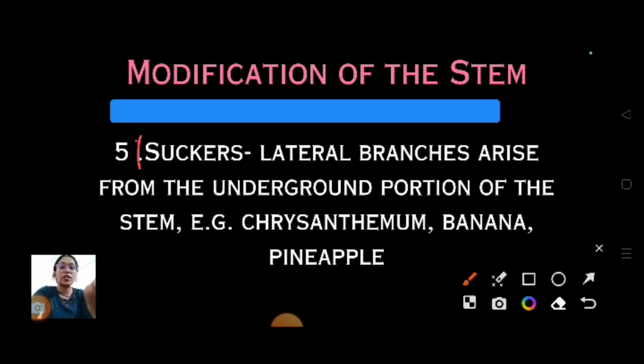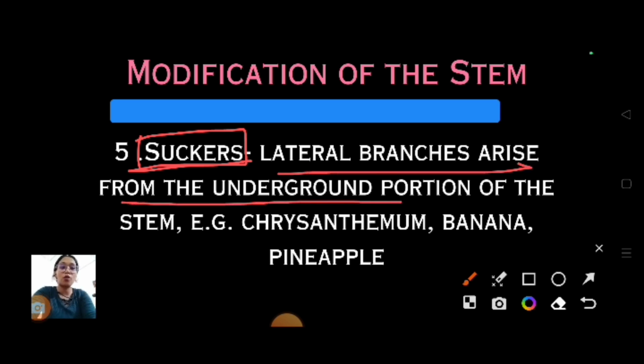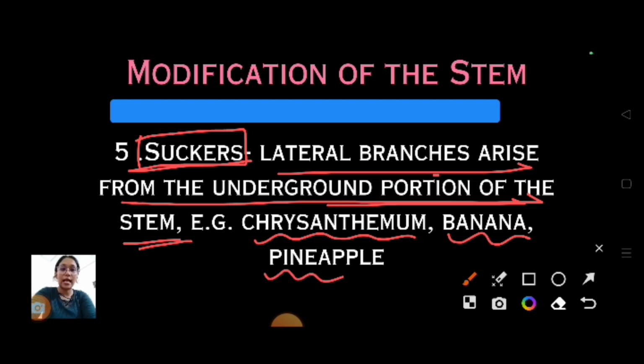Next modification is the suckers. Suckers are lateral branches arising from the underground portion of the stem. So it's the lateral branch. Suppose a branch is there, so laterally it is moving. So from the underground stem, the lateral branch comes up, like in chrysanthemum, banana, and pineapple.